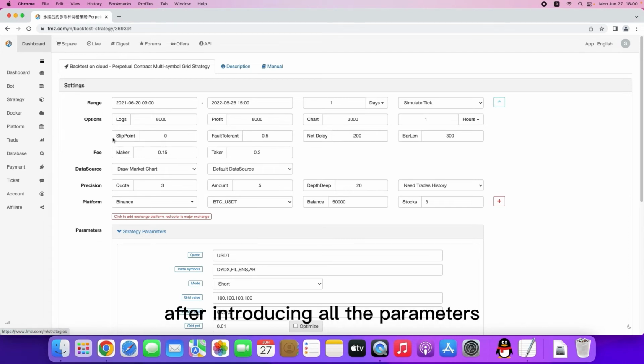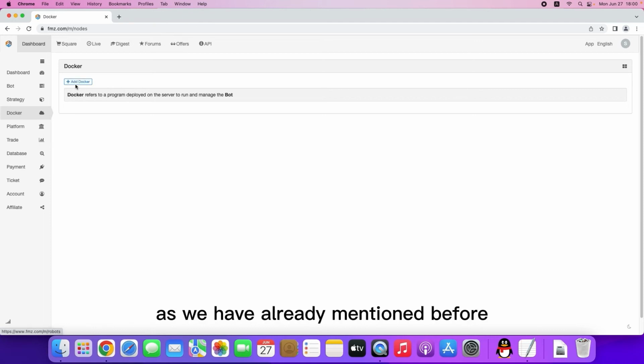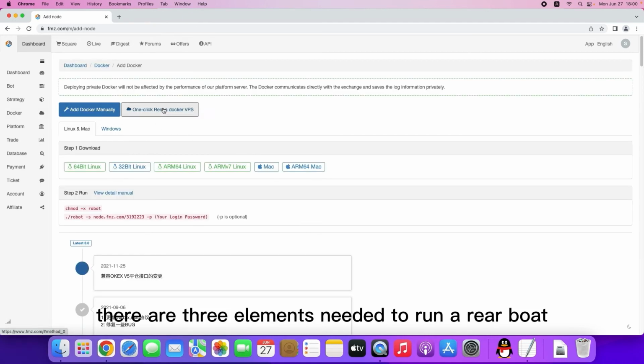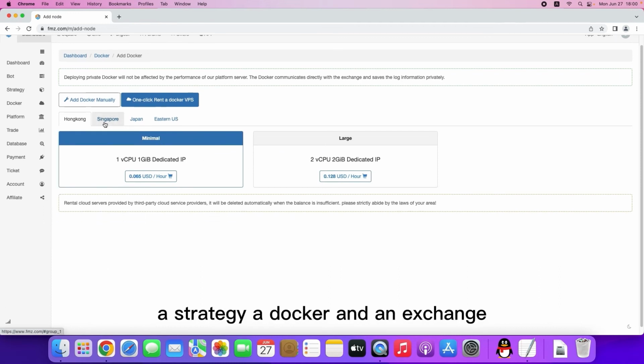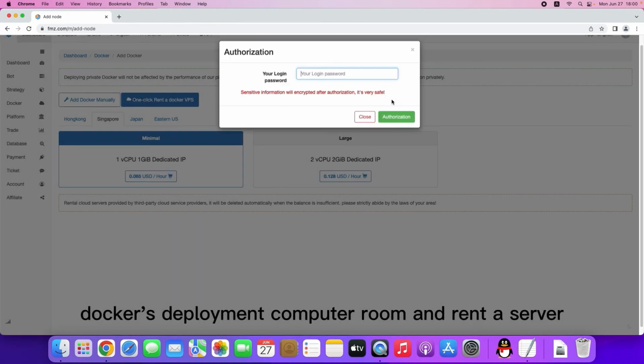After introducing all the parameters, let's demonstrate how to run a real bot. As we have already mentioned before, there are three elements needed to run a real bot: a strategy, a Docker, and an exchange. We create a one-click deployment Docker on the Docker page. Select Singapore as the Docker's deployment computer room and rent a server.